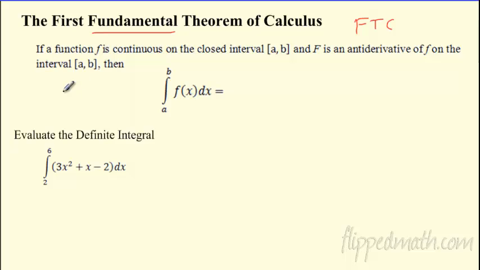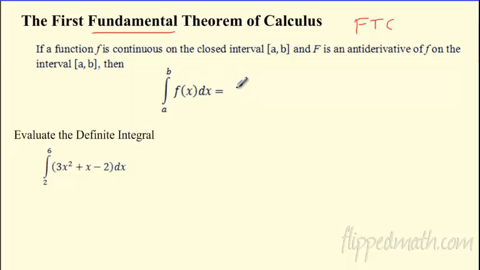So what is it? Basically, you can read through the formal definition here, but the idea is if I have a continuous function on a closed interval, and remember the definite integrals from a to b, the lower bound, the upper bound, I can evaluate this algebraically. I can actually come up with the answer algebraically. Before we were using the calculator or the geometry, the shapes underneath.